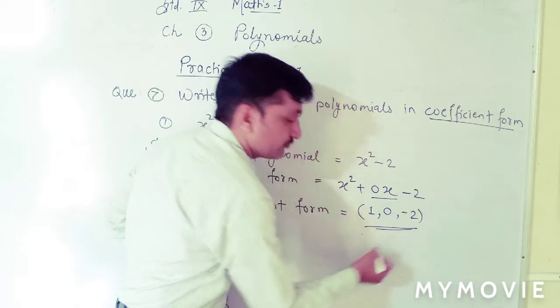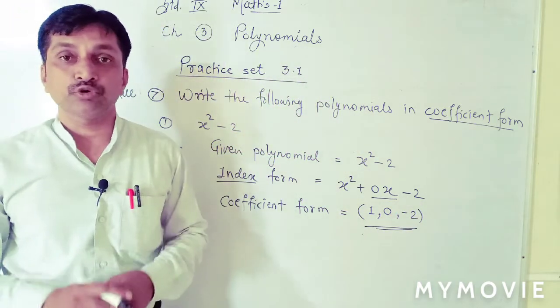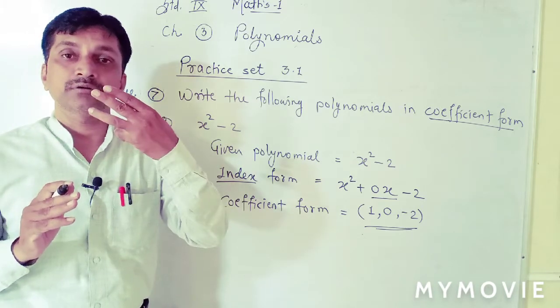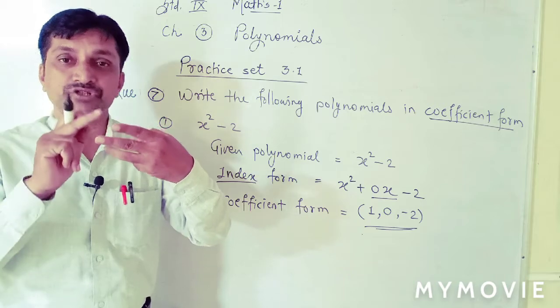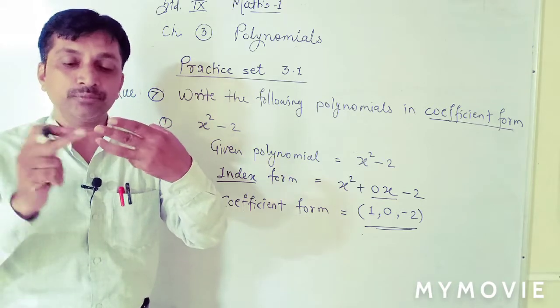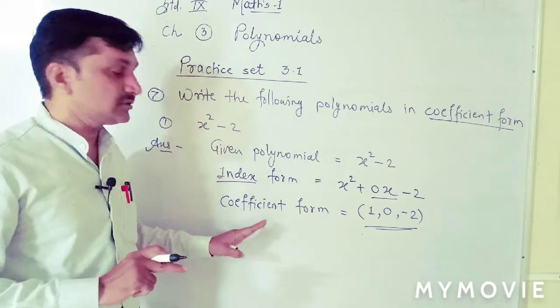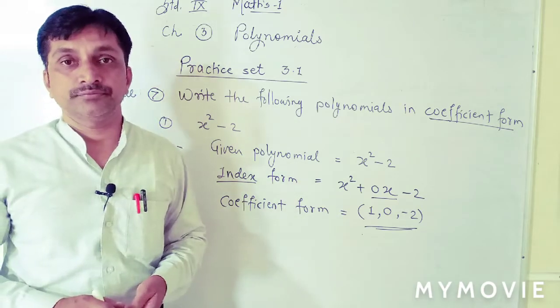This is the coefficient form. We cannot write coefficient form directly. For that, 3 steps are a must: first standard form, then index form, and then coefficient form. By these 3 steps we can write the coefficient form.